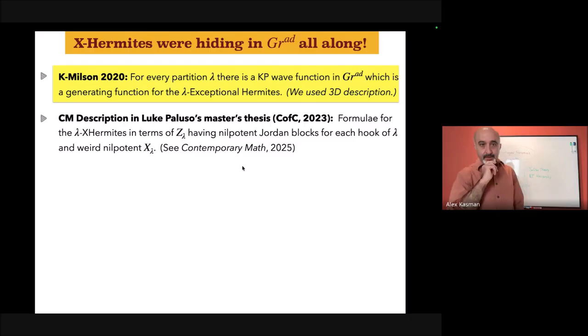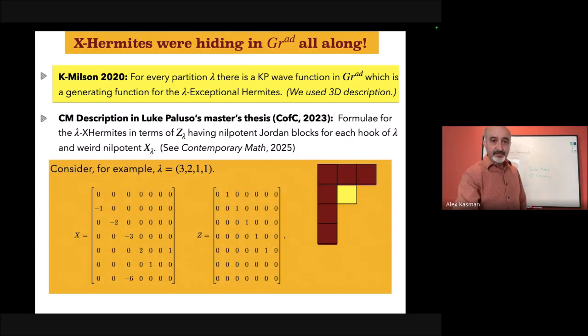A key to my ability to translate it into Calogero-Moser matrices was the work that Luc Peluso did under me at the College of Charleston in his master's thesis, where he translated the results of this paper into the Calogero-Moser matrices for us. And that was published recently in Contemporary Math in 2025, if you want to see it.